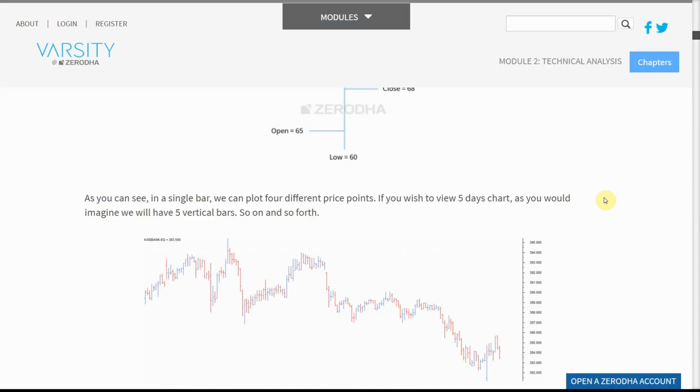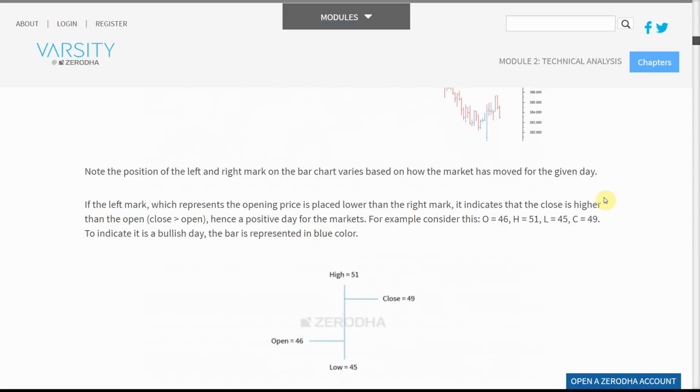Likewise, if the left mark is placed higher than the right mark, it indicates that the close is lower than the open, close less than open. Hence a negative day for markets.